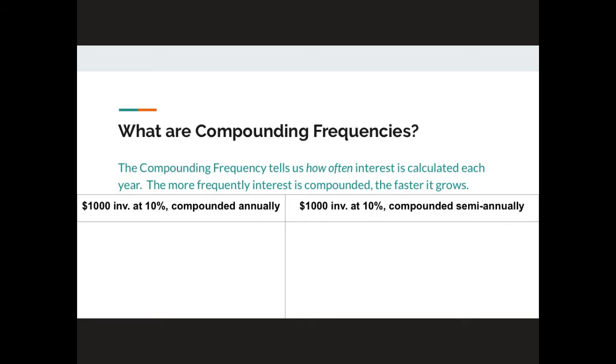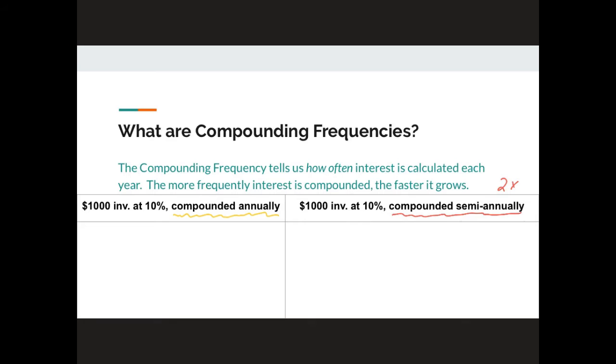So let's look at two very similar problems. We have $1,000 invested at 10%, compounded annually. That means that the interest is applied one time per year. Conversely, on the right-hand side, we have $1,000 invested at 10%. This is compounded semi-annually. Semi-annually means that this is going to happen 2 times every year.